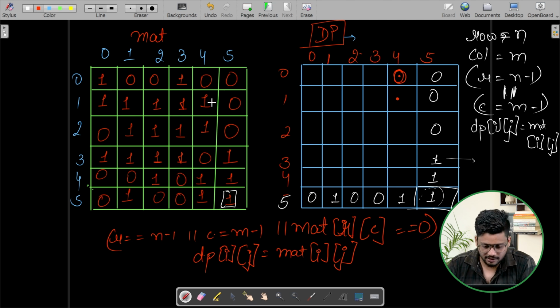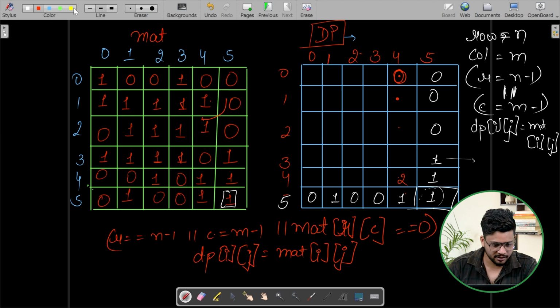Now we have to take the minimum of these 3 points. Firstly we have to mark these 3 points. As the value is not present here, we will start from here. If it is a 1, then what you have to put over here? We have to take the minimum of these three values. What is the minimum of these three values? This is 1, and we have to add one more value to it. So the minimum of these three is 1, and we add one more, so it is 2.